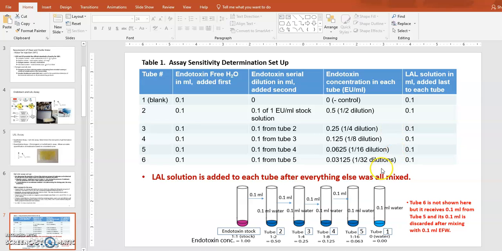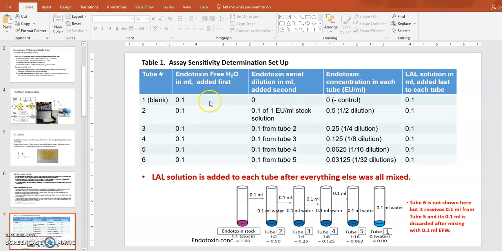Now you're going to give it another vial which contains the LAL solution, the limulus amebocyte lysate solution, that is freshly made. About 0.1 mL of that solution will be added to all the tubes, all the serial dilution tubes, as well as the tube that has just endotoxin free water. So all these tubes will be given the LAL solution. So then what do you expect to see?